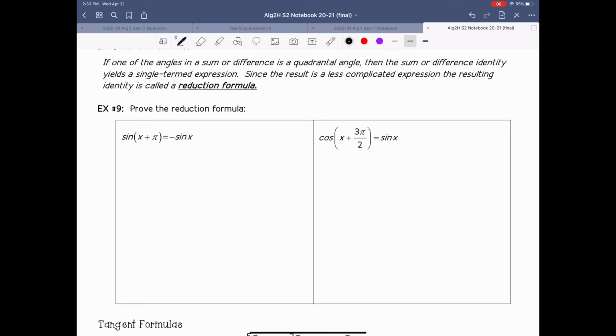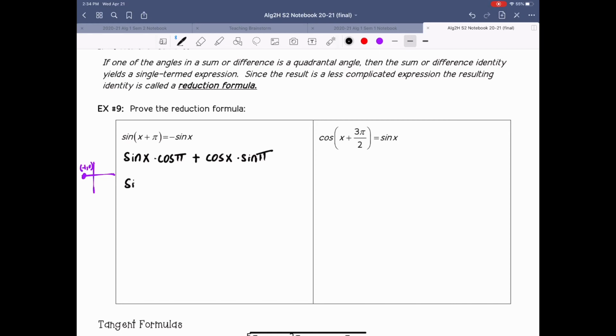For sine, we know that we keep the operation and we alternate sine and cosine. So that can be expanded to sine of x times cosine of pi plus cosine of x times sine of pi. Now, I'm going to substitute what the cosine of pi and the sine of pi are equal to, because I know using the unit circle, I can evaluate those no problem. Since pi is on the negative x-axis and it has a point of intersection at (-1, 0), I know that the cosine of pi is -1 and the sine of pi is 0. So let's make those substitutions.